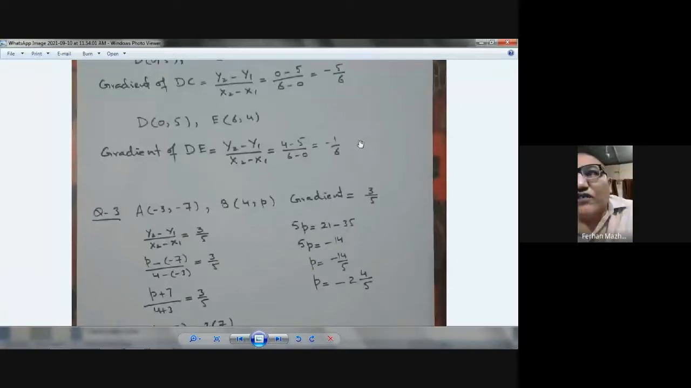The gradient of the DE will be y2 minus y1 divided by x2 minus x1. Y2 is 4, y1 is 5, and x2 is 6, and the x1 is 0. So 4 minus 5 will be minus 1. 6 minus 0 will be 6. So your final answer will be minus 1 by 6. So the gradient of the DE line will be minus 1 by 6. So that was question number 2.